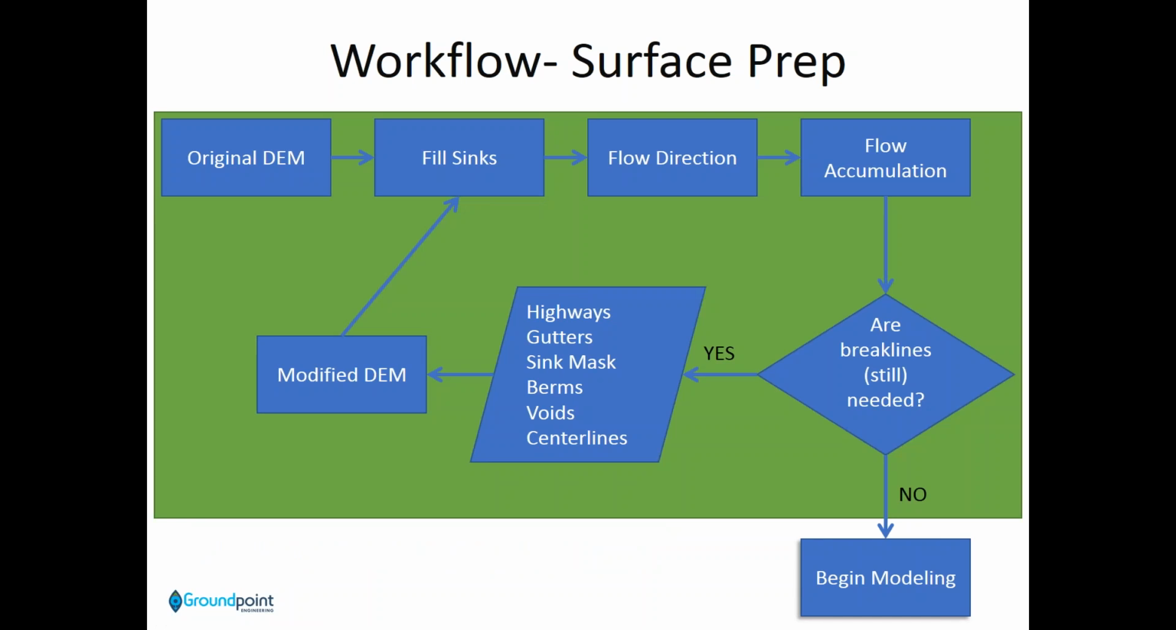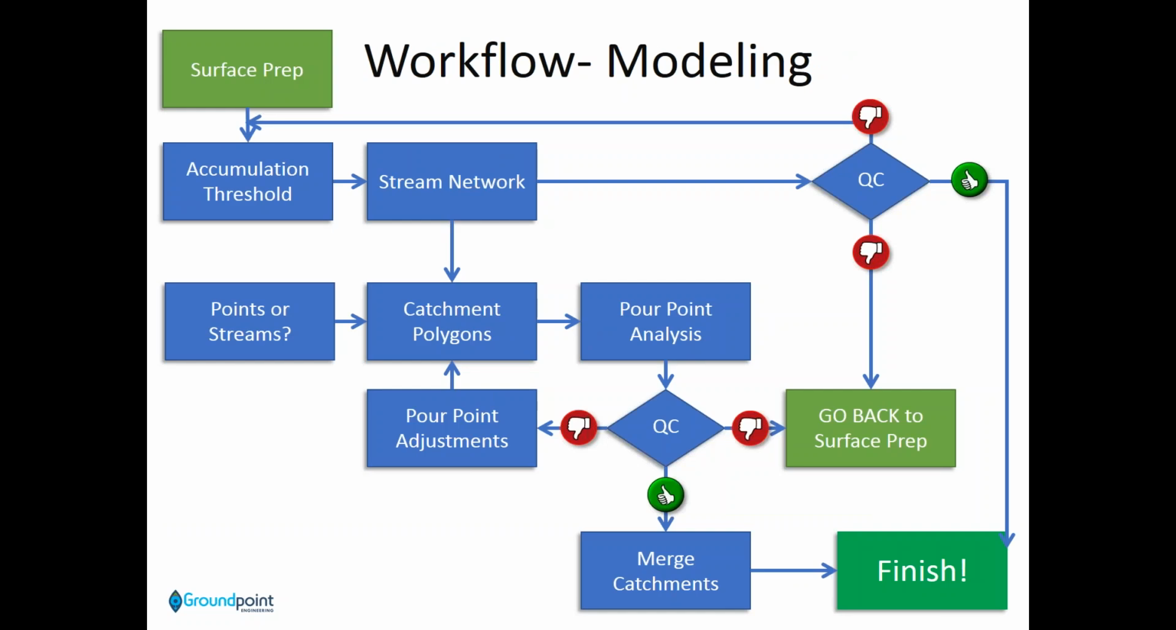So once we are ready to begin modeling, all this stuff we kind of put in this green box, and it goes up here in the upper left. And now we have a surface that we can evaluate against the stream network or against any points that we throw at it in order to generate catchments.